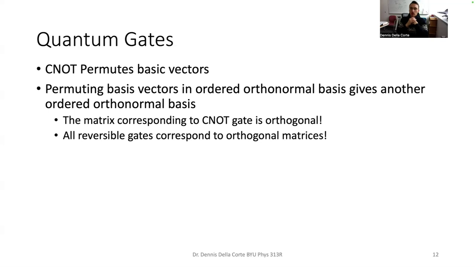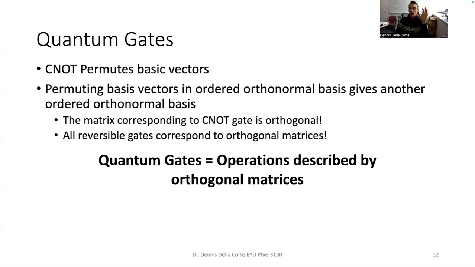And we will see that this calculation, this permutation, always happens when you apply an orthogonal matrix to your vectors. And so what we take away from this is that quantum gates always describe operations by orthogonal matrices. So mathematically speaking, when we do apply a quantum gate, we just multiply things by an orthogonal matrix.